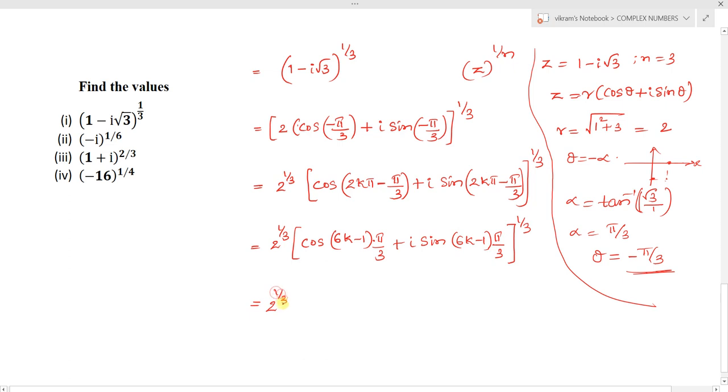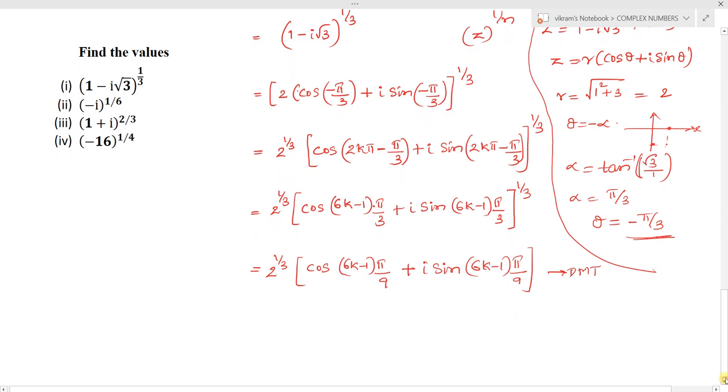Now 2 power 1 by 3 into cos of 6k minus 1 pi by 3 into 1 by 3, which directly gives 6k minus 1 into pi by 9, plus i times sine of 6k minus 1 into pi by 9. Here we are applying De Moivre's theorem. So 1 by 3 is multiplied: pi by 3 into 1 by 3 is pi by 9. Finally, we can write our requirement.